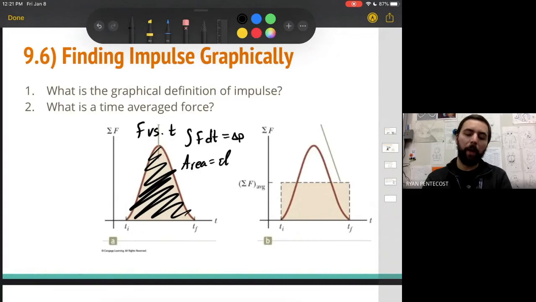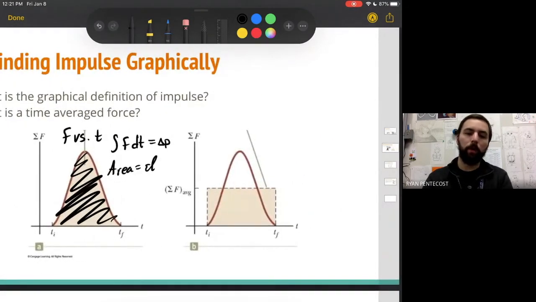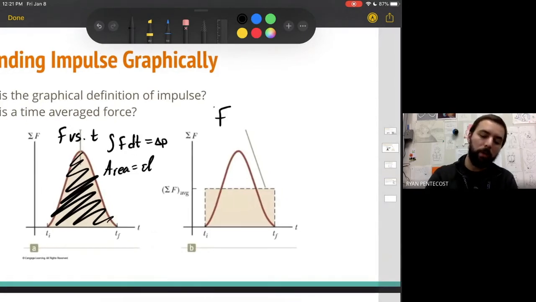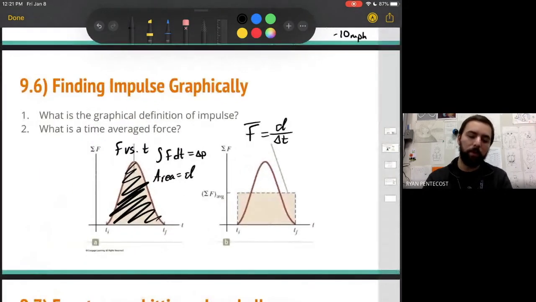Now, what is a time averaged force? So this is, say, for example, you don't know the force, but you know the impulse. So if you want the time average force, I'll call that F bar, you can take the impulse and divide it by the delta T, divide it by how long that force was applied, and you can find what was the average force felt during that time. So two very different ways to find impulse. And we'll go over a couple examples here.